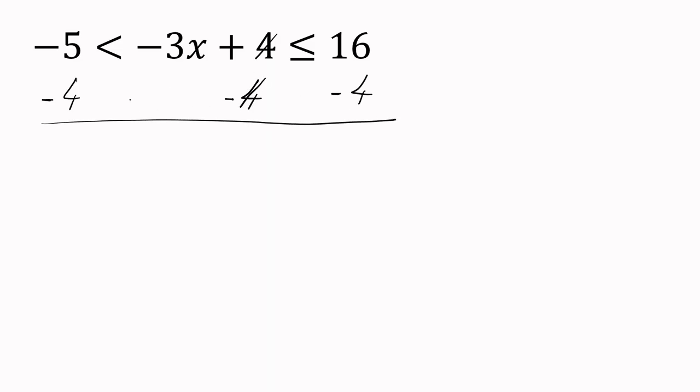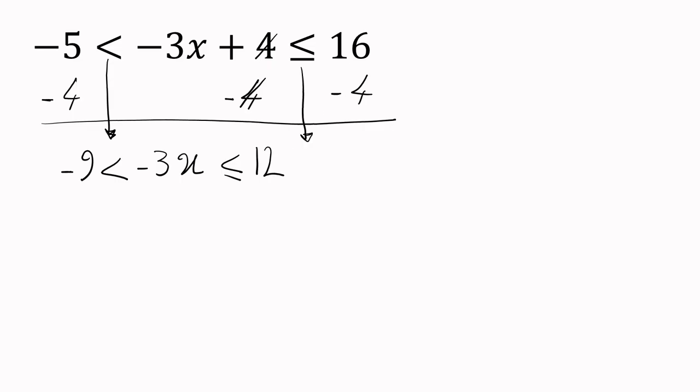These are going to cancel each other out. If I bring it down, what am I going to have? I'm going to have -9 -3x. I'm going to bring it down. What am I going to have? I'm going to have less than or equal to 12, because 16 - 4 is 12.